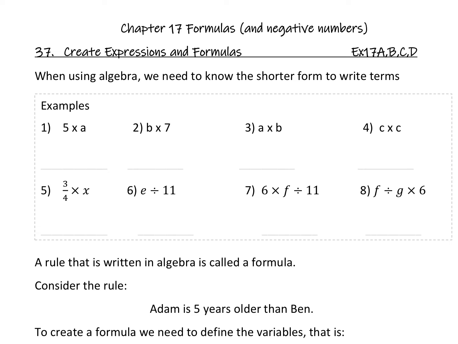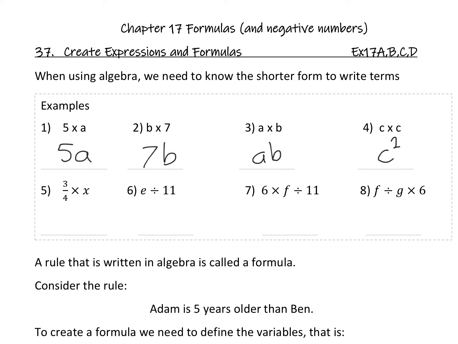So question number 1, 5a is the same as 5 times a. And b times 7 is the same as 7 times b, or simply 7b. A times b is the same as ab. And you'll see there in those first 3 examples, when two numbers or letters are together, we're multiplying those. So c times c is the same as c multiplied by itself, which is c squared.